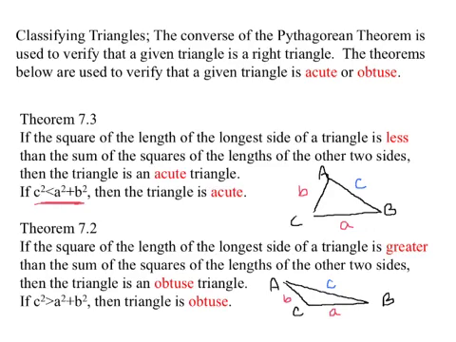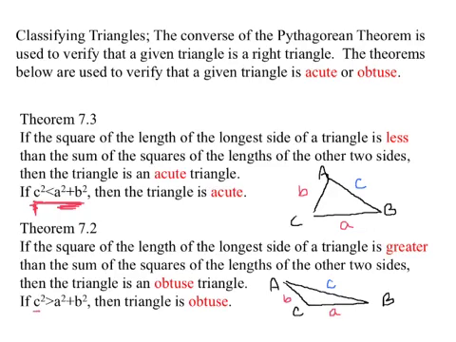So you have the longest side, which, if it were right, would be the hypotenuse, and the shorter sides, which are the legs. So if the square of the longest side is less than the sum of the squares of the shorter sides, then it's acute. All right, Theorem 7.4. If the square of the length of the longest side is greater than the sum of the squares of the other two sides, then it's obtuse.